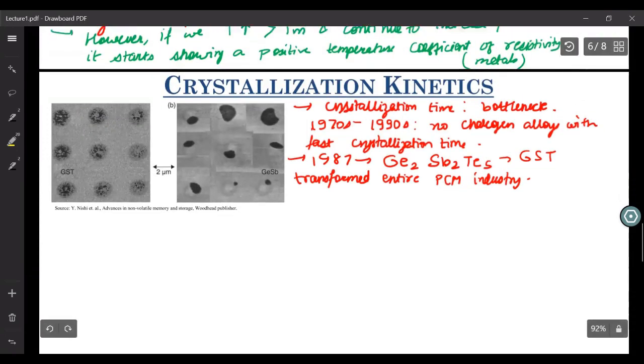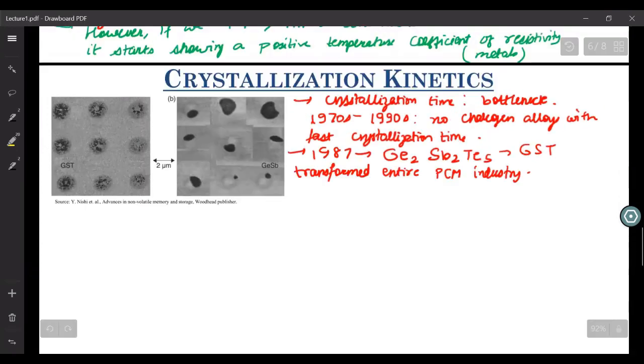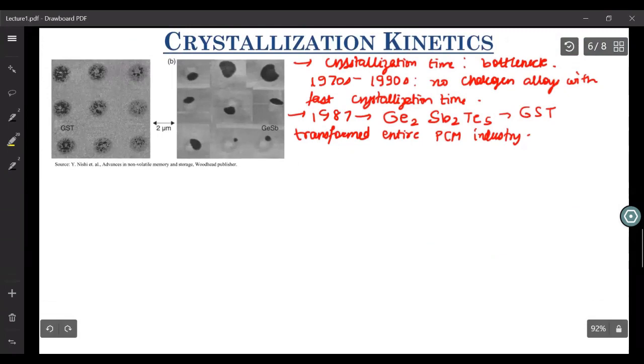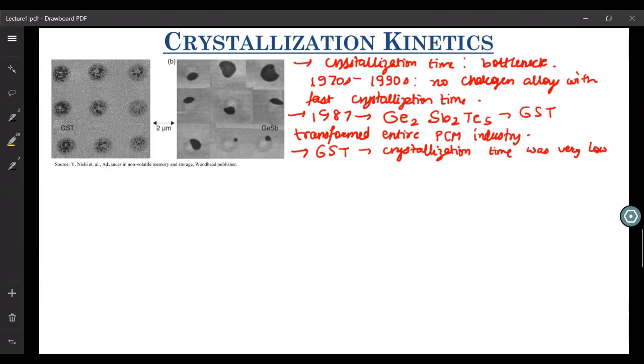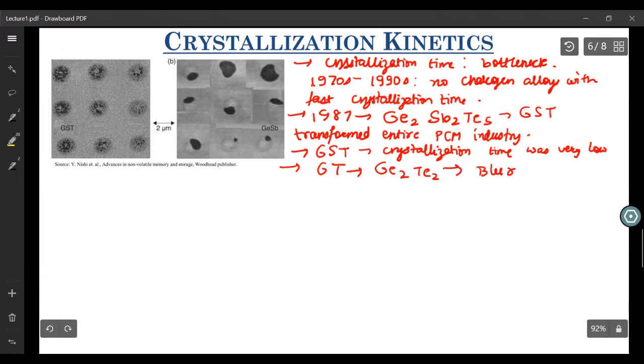So let me write that as well. For GST, the crystallization time was very low. And if you want an even smaller crystallization time, you go for something called GT or Ge2Te2. And this was used in the Blu-ray discs. We'll read about their operation later in this lecture itself.